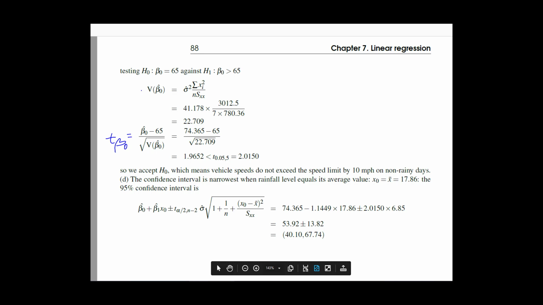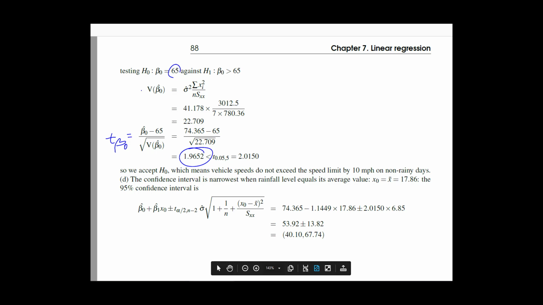It's always the same, right? It's your estimation minus the beta naught that you're testing, in this case 65, divided by the standard deviation of your estimator. Right, that's 2, so it's right on the verge. The t-statistic is equal to the critical value. So this is an example where you cannot make a clear call, because 1.96 is too close to 2.